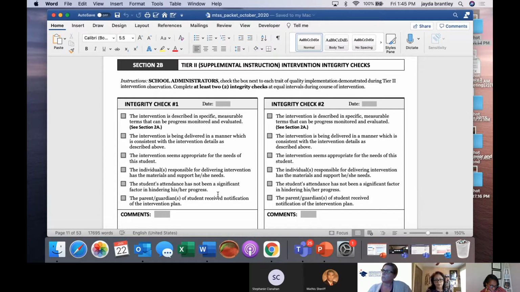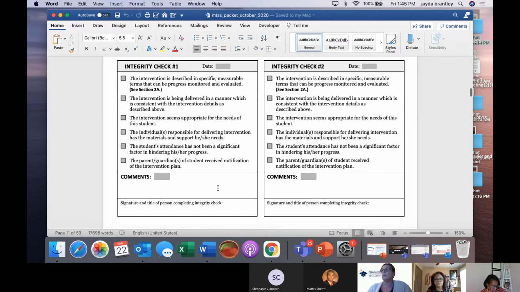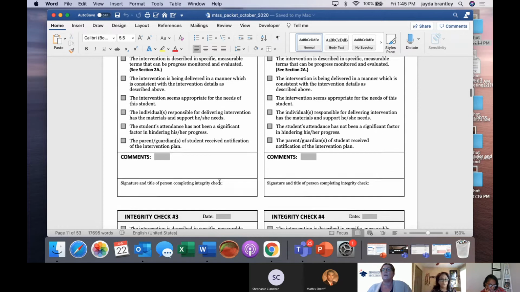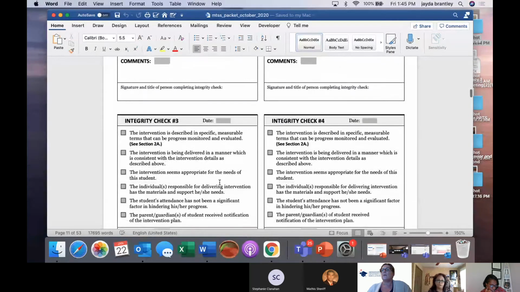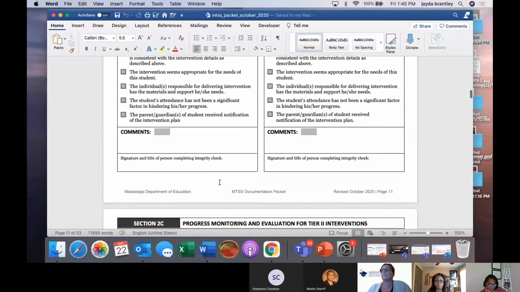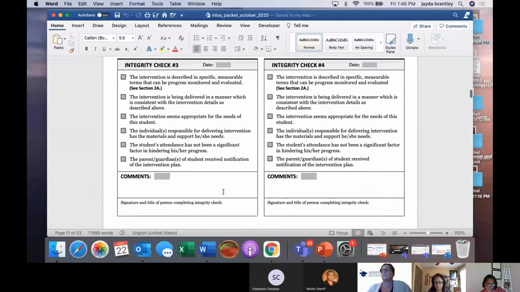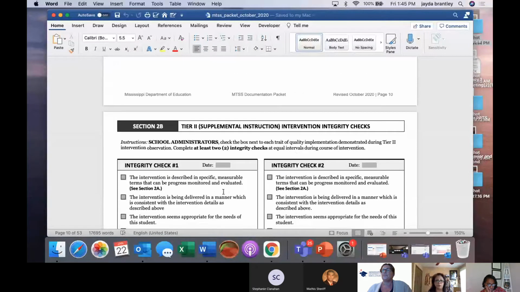So is there somewhere to list the teacher's name? Am I missing that? I don't see it. Yeah, I usually just put the teacher's name on it. It doesn't have to be anything formal. Okay. But that's a good point. We probably should add that when we redo this packet.